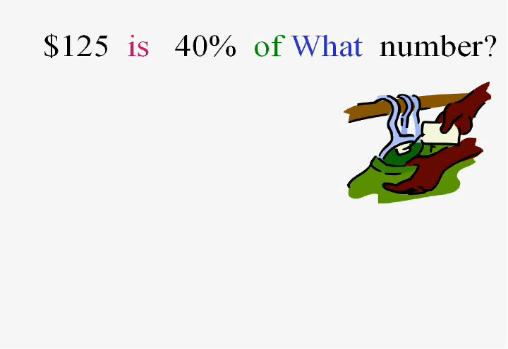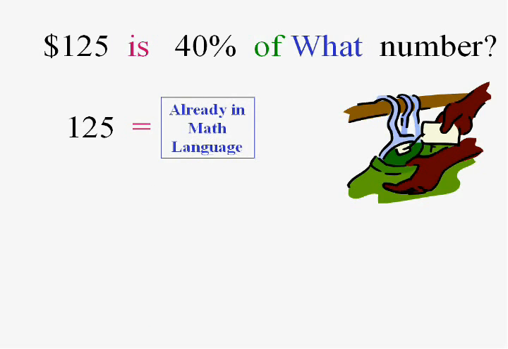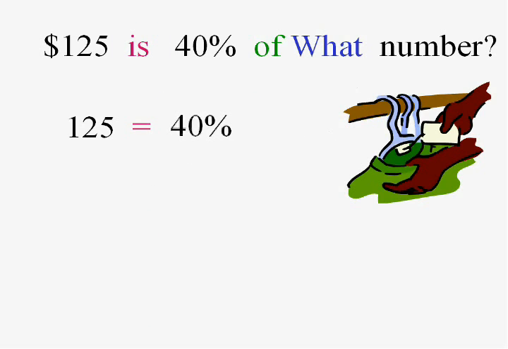Well, let's go one word at a time. 125, already in math language, is, what does that become? Equals. 40%, already ready. Of becomes times. And what, or what number, is x. So here, I hope you see, we're going to have to do some division. First of all, the 40% is going to become a decimal so that we can do that.